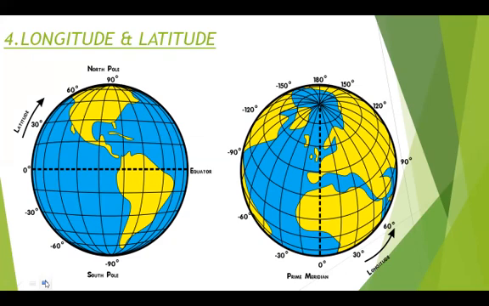The vertical lines which are drawn on the globe or on the map from north to south are called lines of longitude, and they have 360 degrees. The important line of longitude is the prime meridian, and the prime meridian is the 0 degree vertical line which passes through the Greenwich city of England, and the prime meridian joins the North Pole to the South Pole.